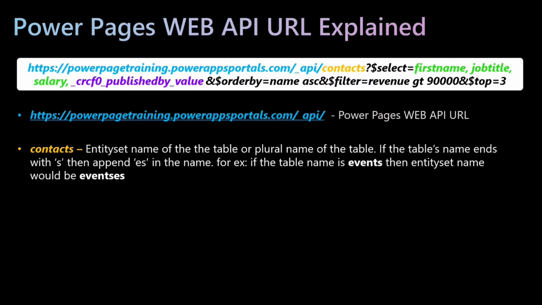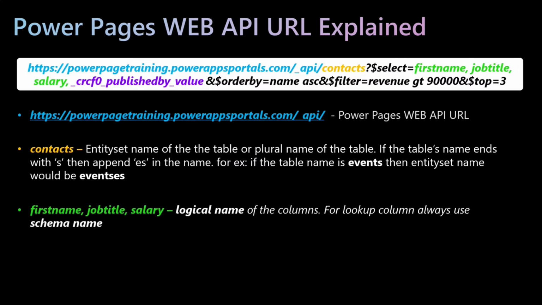Entity set name is nothing but the plural name of your entity. Okay, so let's say if my table name is contact, then the plural name of that entity is contacts. Sometimes it happens that you have created the table with an S already in the last character. For example, if the table name ends with S, then you have to append ES to the name. For example, if the table name is events, so we have already created the table with the plural name, then your entity set name should be events. All right, so you should always remember that this is your entity set name.